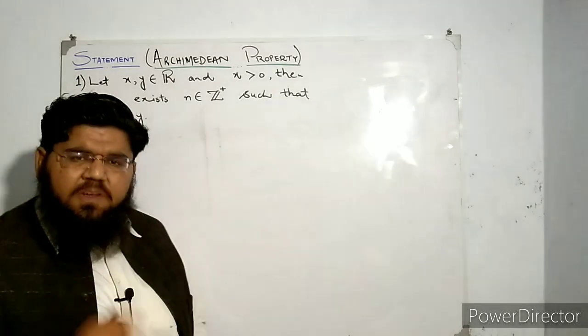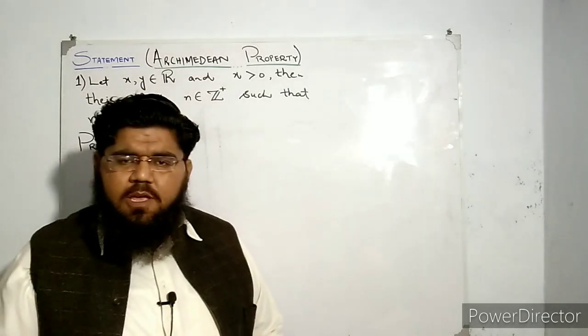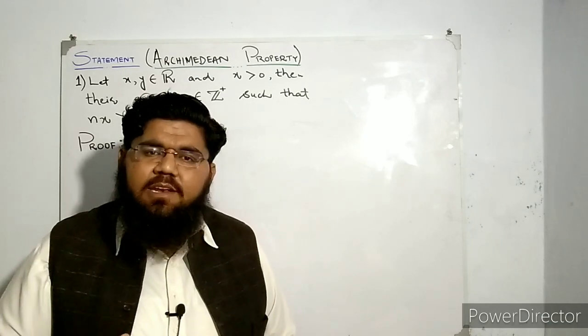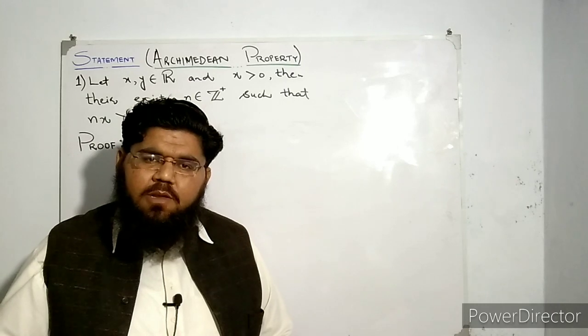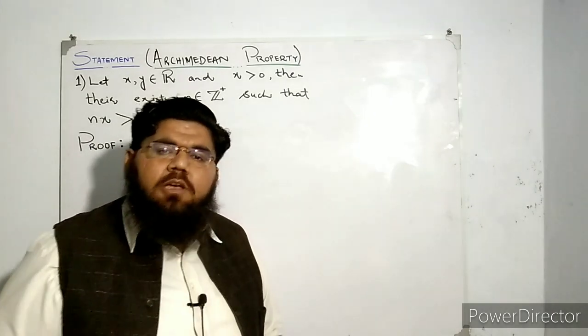Okay, so it simply tells you that if you have any two reals, one of them is positive, then there exists a positive integer n that when multiplied with that positive real number, its answer will be greater than the other real number that you have taken.